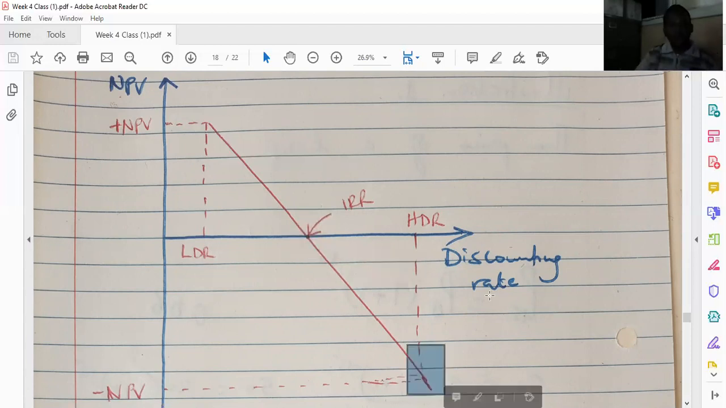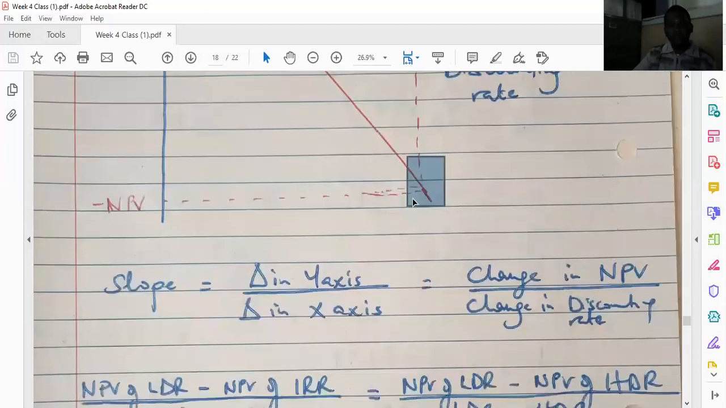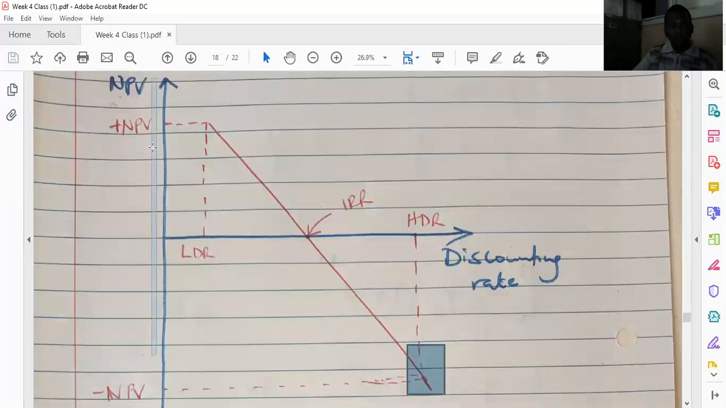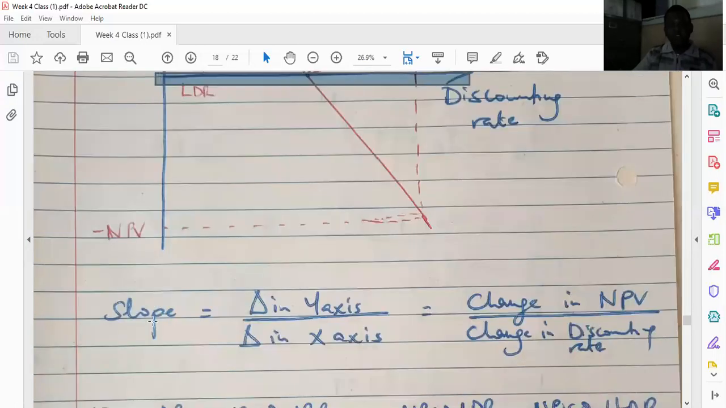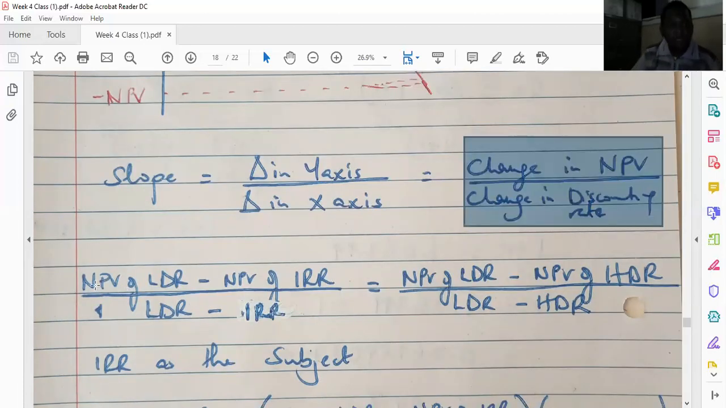So we can say that the slope of a line is equal to the change in y-axis divided by the change in the x-axis. So in our case, the vertical axis gives us the NPV. The horizontal axis is the discounting rate. So therefore, the slope of this line is equal to the change in NPV divided by the change in the discounting rate. So this is the same as the NPV of LDR minus the NPV of IRR, over the lower discounting rate minus the internal rate of return.